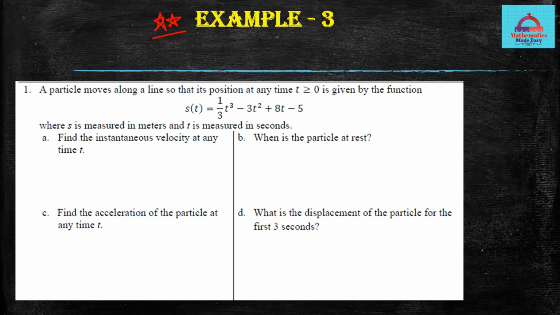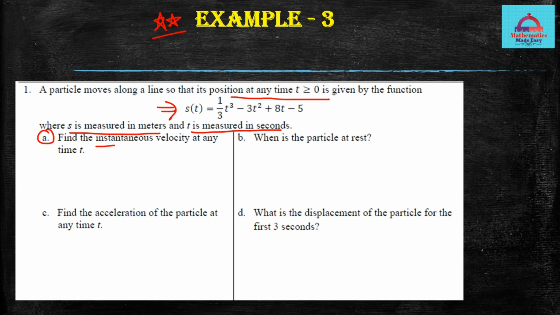I will read the question for you. A particle is moving along a line so that the position at the time t greater than 0 is given by this function. So the position function, which is a function of t, is given to you in the question, where s is measured in meters, t the time is measured in seconds. So you need to find 4 things here. Let's do them one by one.